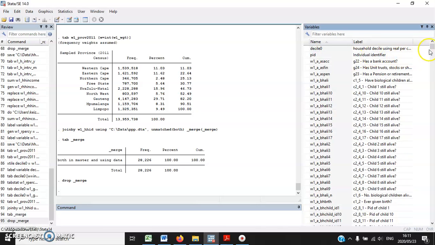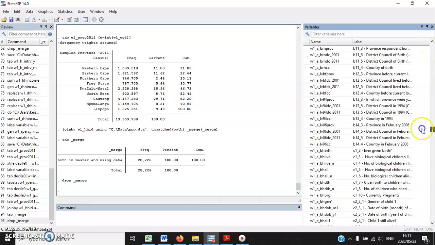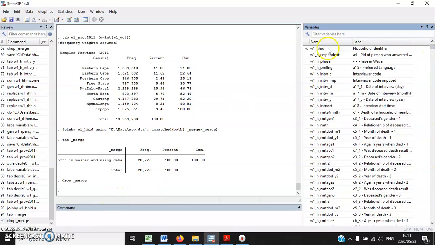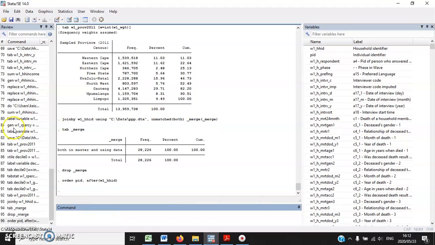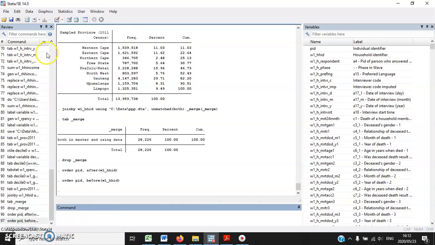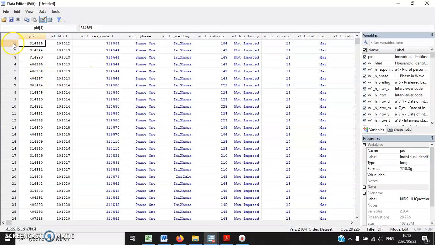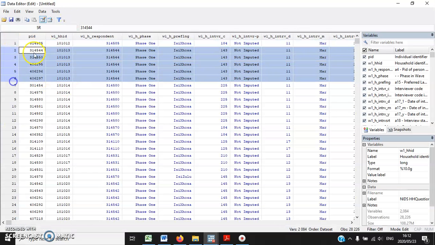Maybe I should move the PID right at the beginning. So order, if you still remember this command, order PID before household ID. Still I typed the command wrong. Oh, I see, it should be before household ID. So let's open the actual data set. Again, these are the 5 people coming from the same household.